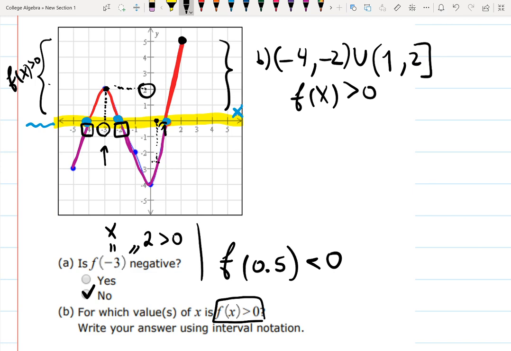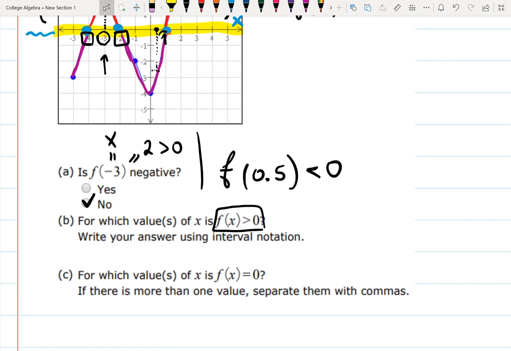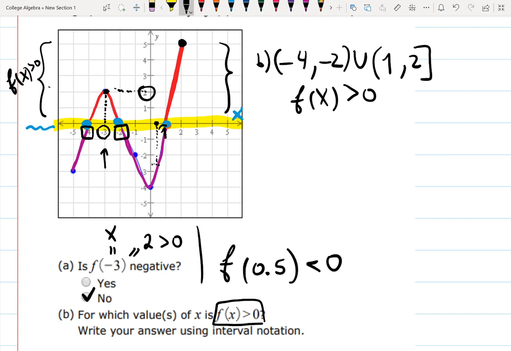That's question B. And finally, the last question is where it is 0. 0 is where those blue dots are, exactly on the x-axis. So for C, I will say x equals negative 4. This is where the function is 0. Then negative 2, this is where the function is 0. And then 1, this is where the function is 0. And that comes from the previous question.